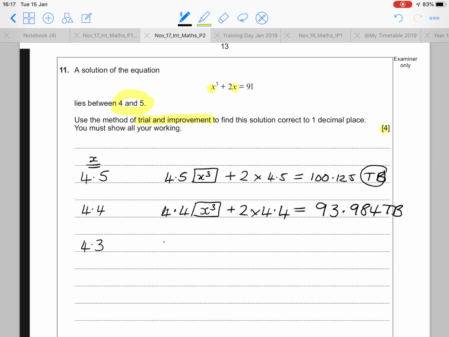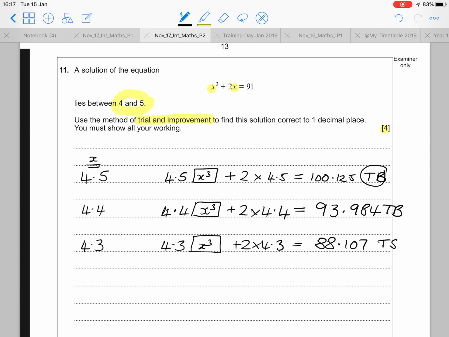4.3 is my next go. 4.3 x cubed plus 2 times 4.3. You can just scroll back on the calculator display and change the 4.4s to 4.3s using the delete key. Saves a bit of time, but you've just got to be careful you don't delete the wrong part. That gives me 88. I'm trying to get to 91, so that one's too small.